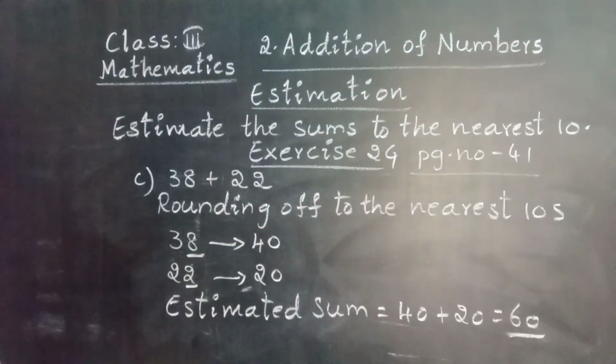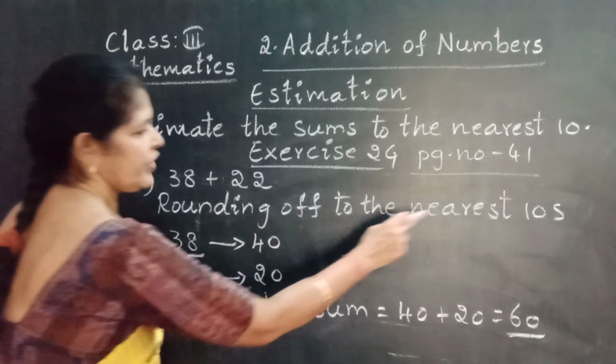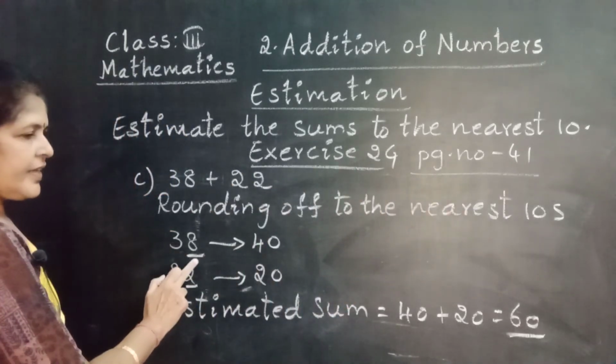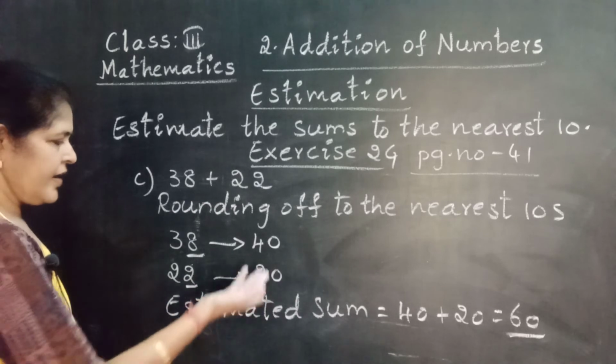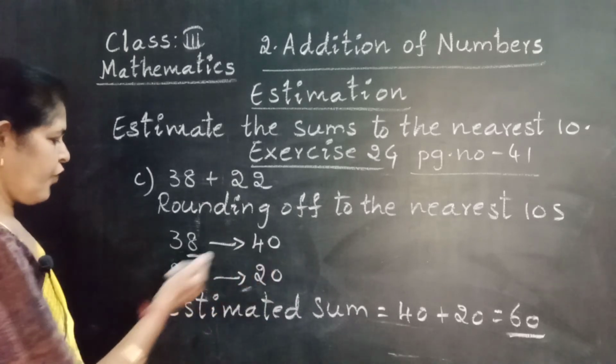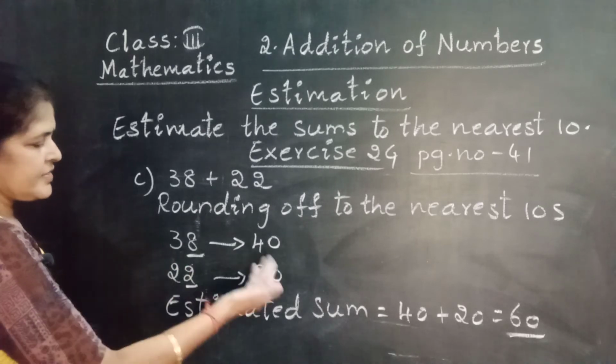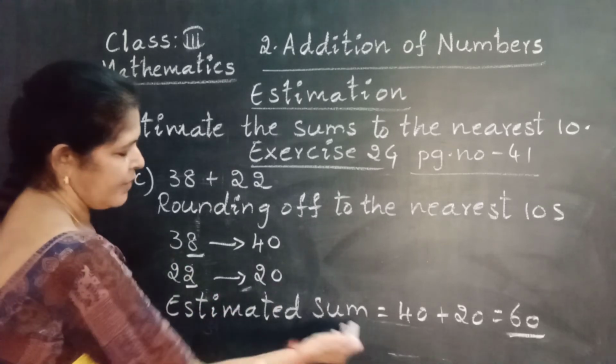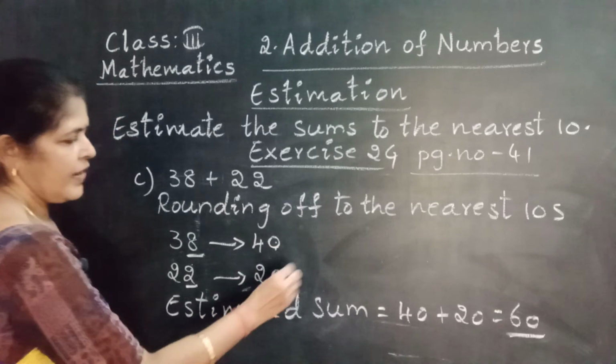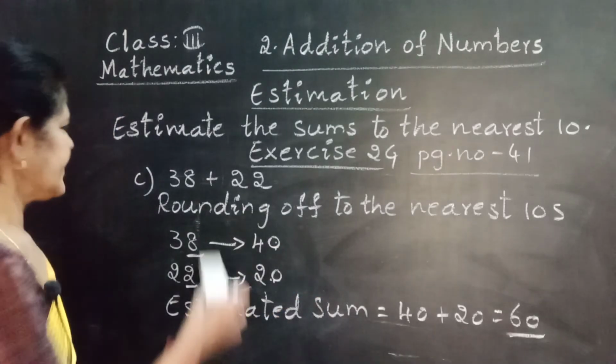Estimated sum equal to 40 plus 20, 60. Rounding off to the nearest tens. 38, 8 is greater than 5. That is, it is nearest to 40. 22, 2 is less than 5. That is, it is nearer to 20. Estimated sum equal to 40 plus 20, 60. Next, D.